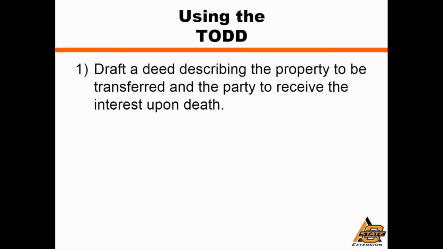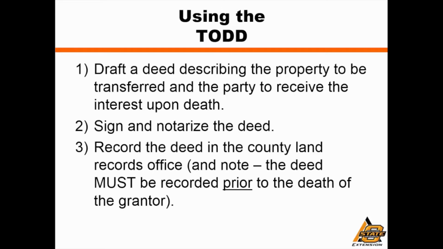So how does it work? You draft a deed describing the property that's going to be transferred. You describe the person that's going to receive it upon death. You sign and notarize the deed. Then it is recorded at the county land records office, and it has to be recorded prior to the death of the grantor. It can't be thrown in the desk and then waited on till later. It has to be done prior to death.